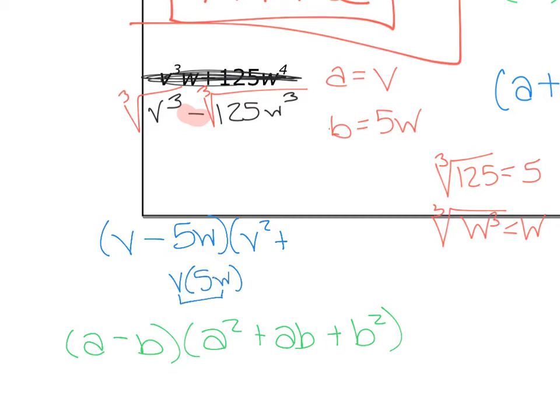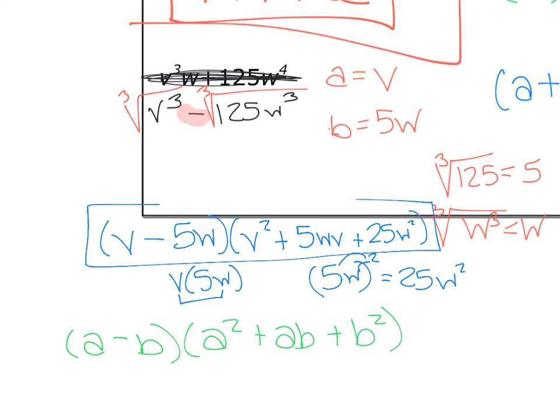Well, v and w are not the same variable, so can't square any of them. So I'm just going to write them all next to each other. 5w and then plus b squared. So again, our b is 5w, so we're squaring each piece of this. All right, so that gives us 5 to the second, which is 25, and w to the second. So 25w to the second. And this will be our factored answer.